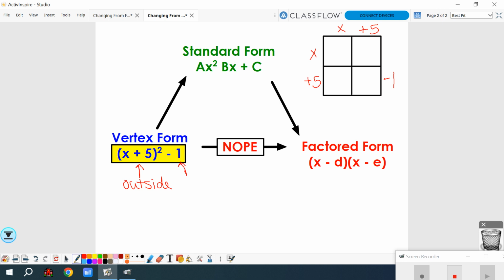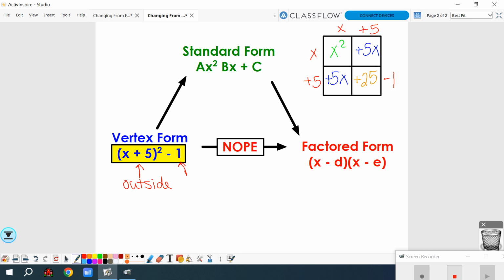So now let's multiply and get what goes inside my boxes. X times x gives me x squared. And then when I do x times 5, I get 5x. And same thing down here, 5x. And last but not least, I'll do 5 times 5, and I will get 25.